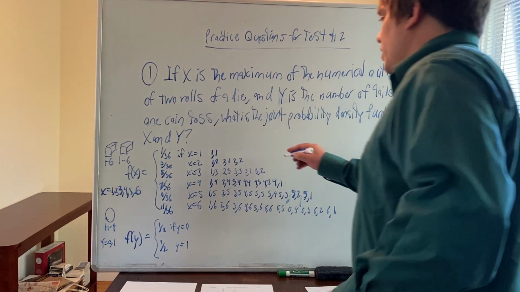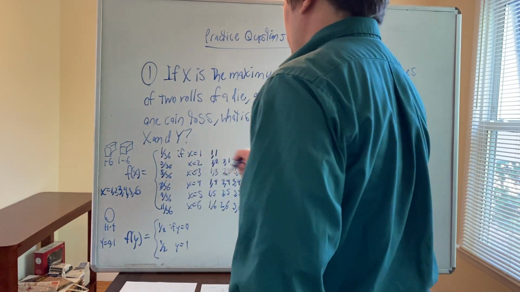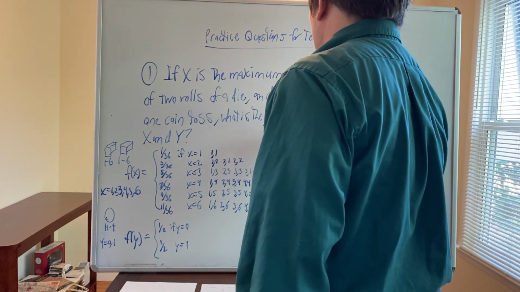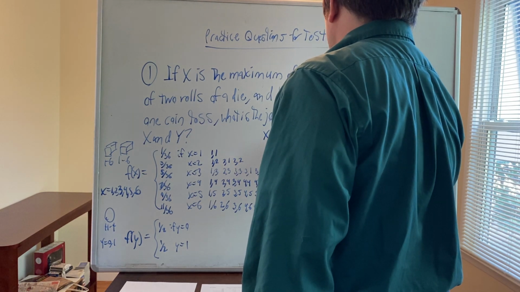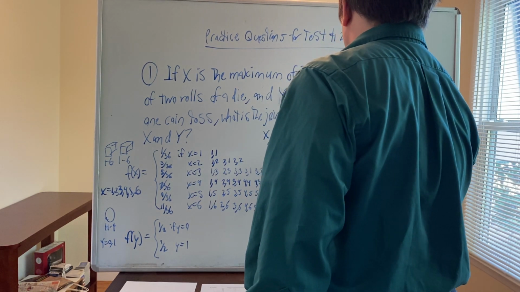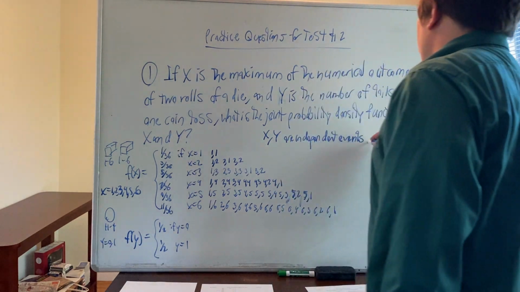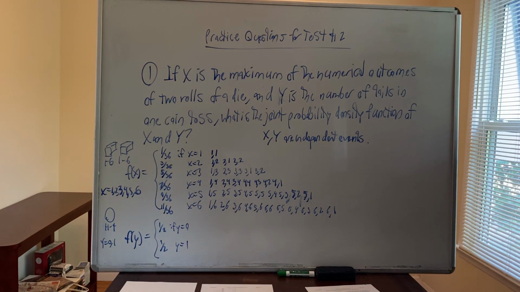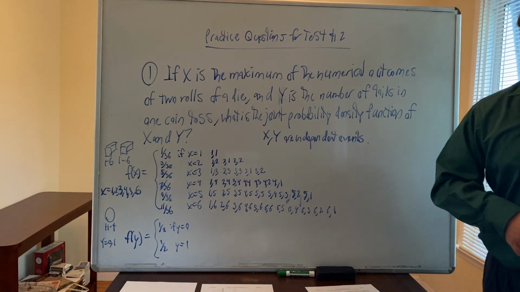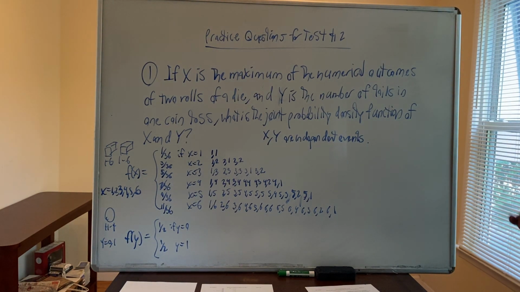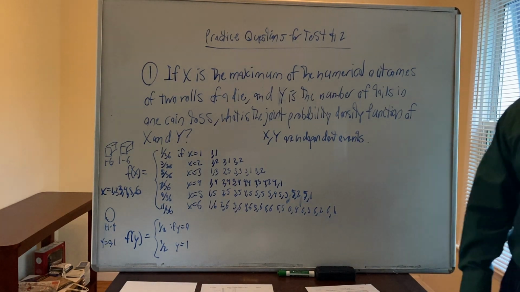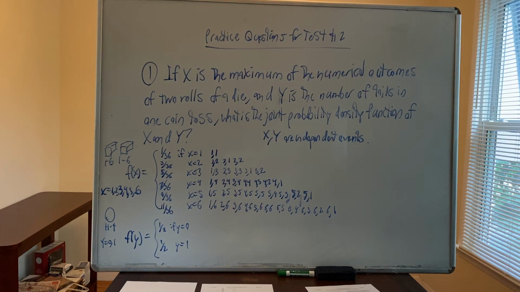Okay, well, let's also point out that x and y are independent events. The outcome of either event has no effect on the outcome of the other event, right? It doesn't matter what the maximum numerical outcome of 2 rolls of a die is, it has no effect on the number of tails when you flip the coin once. And the number of tails you get in one flip of a coin has no effect over the maximum numerical outcome of 2 rolls of a die. So x and y are independent events.